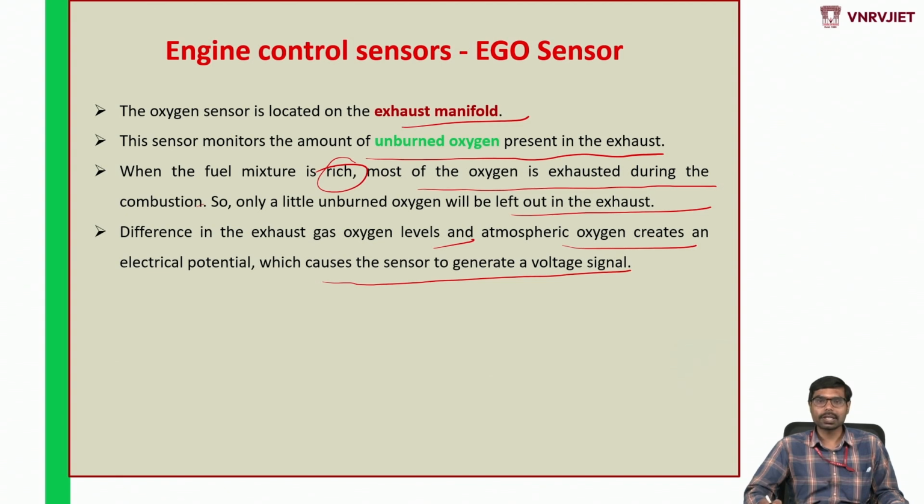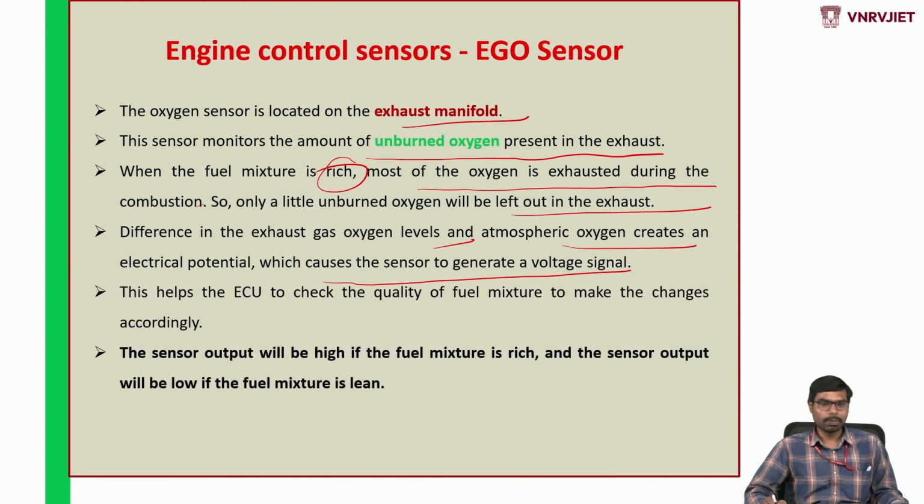With respect to the reference, the oxygen inside the exhaust is very low, so the voltage signal is very high. That will be communicated to the ECU, and the ECU, or maybe the PCM, will understand that it's a rich mixture. Similarly, when you supply a lean mixture, the difference between the outside atmospheric air and the oxygen level inside the exhaust is somewhat high, so the voltage signal is low, and the engine understands that it's a lean mixture.